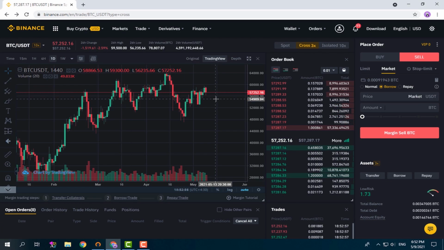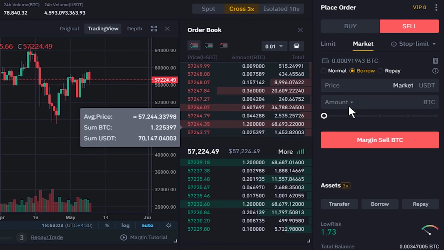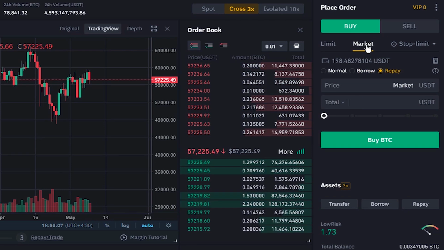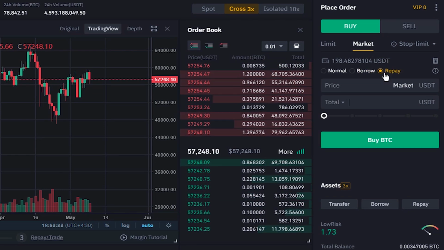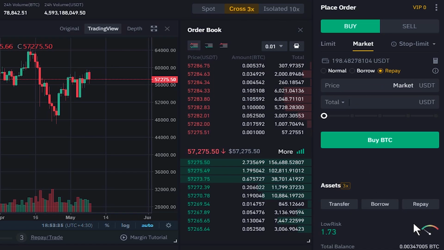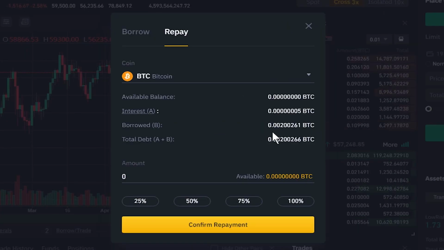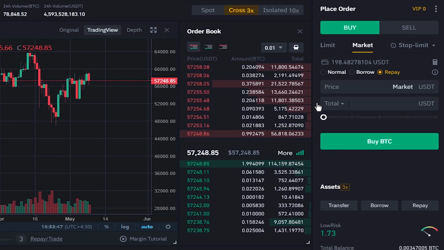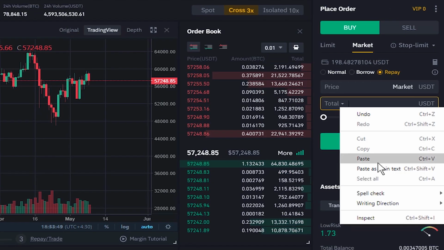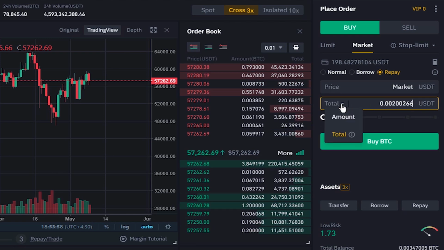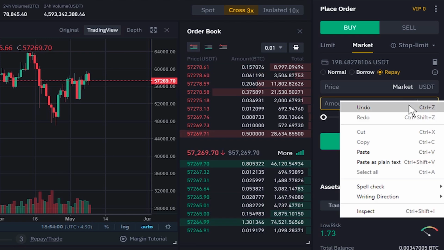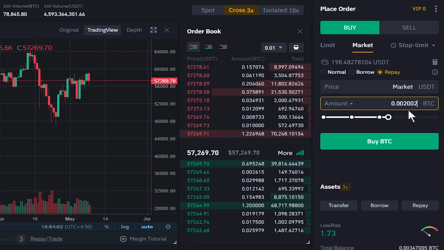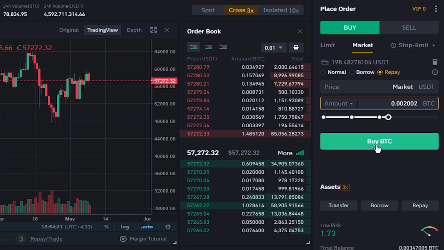Now consider that the Bitcoin price declined and we want to buy BTC and repay our debt. So we go to the buy tab, market order is selected, we select repay, and for the amount to buy, I click on repay again. I just copy this amount and paste it here. In terms of USDT, I change it to amount and again paste it. Yes, it's correct now. I click on buy BTC.